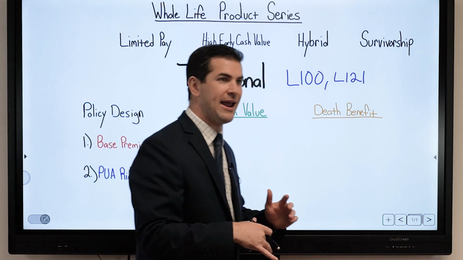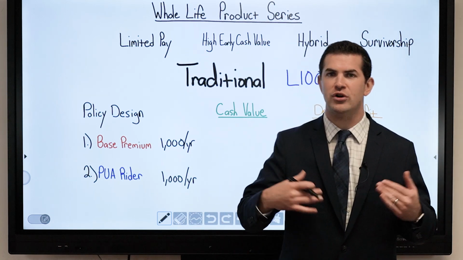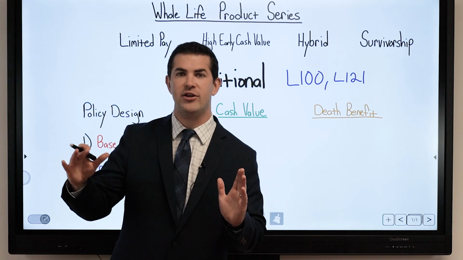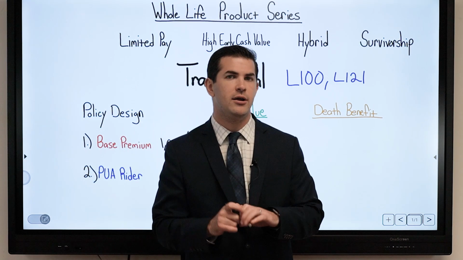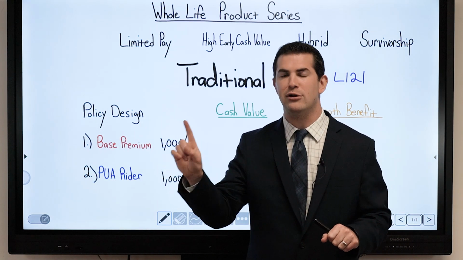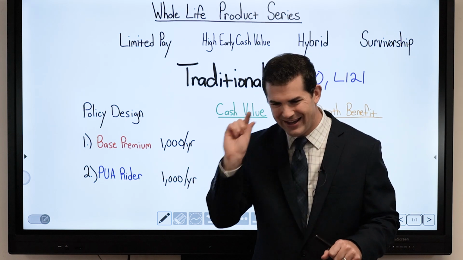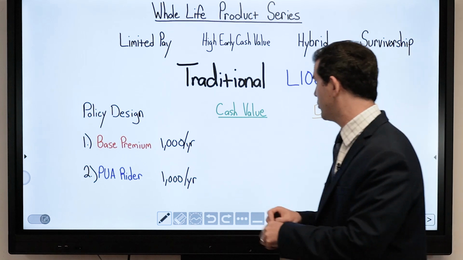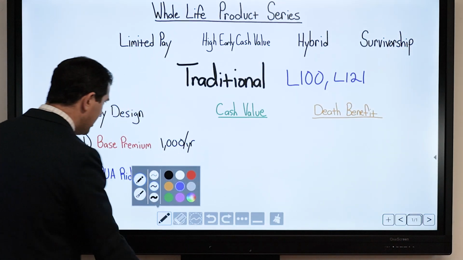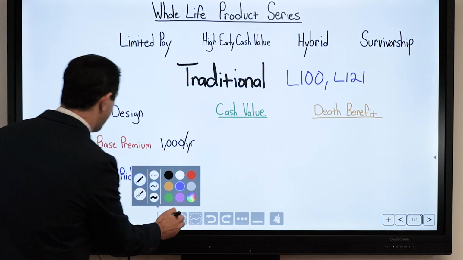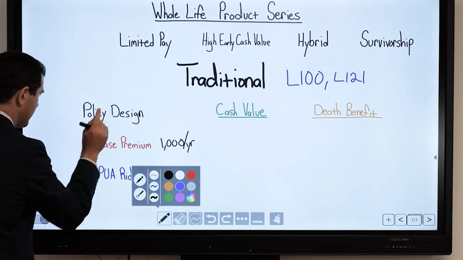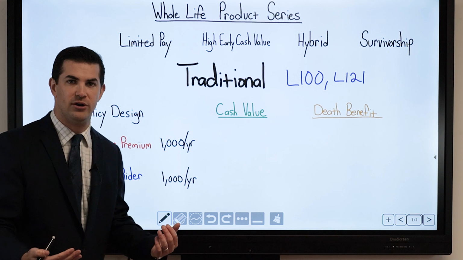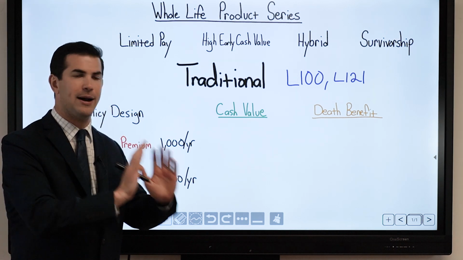So if I am looking at a basic old school traditional whole life insurance policy and I'm designing it for maximum cash value, what I want to understand really is how the base premium dollars function, because that is going to have a key impact on my cash value with any life insurance product. But we're going to focus on the traditional product here. So let's assume that I pay $1,000 per year into the base premium and $1,000 per year into the PUA component. Those are the two areas where I can direct my money.